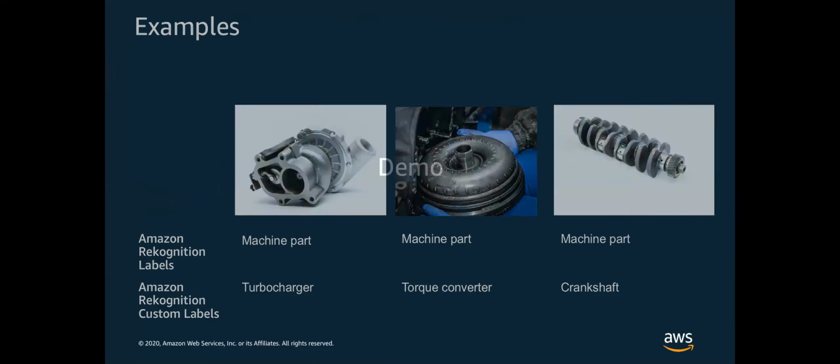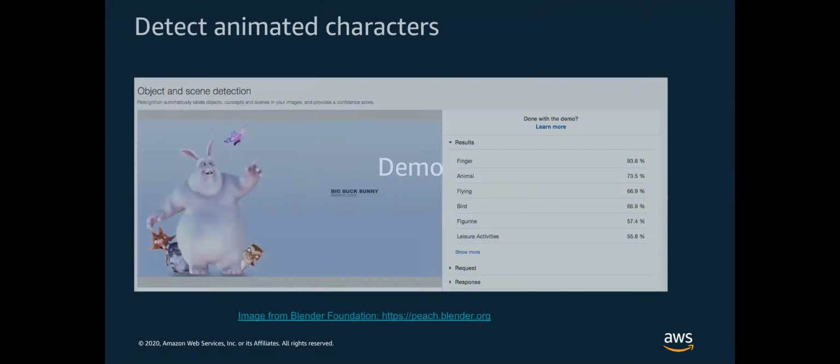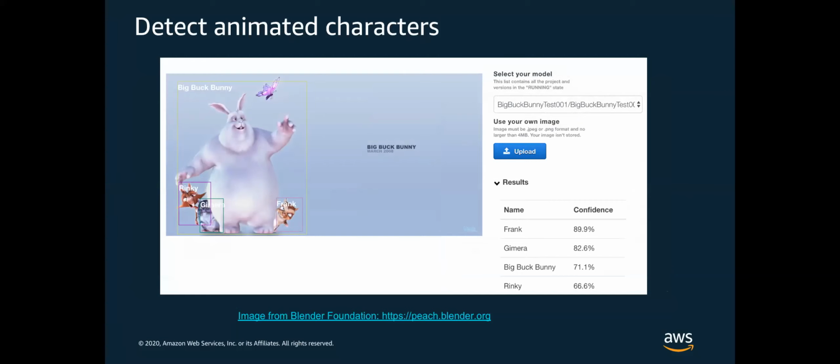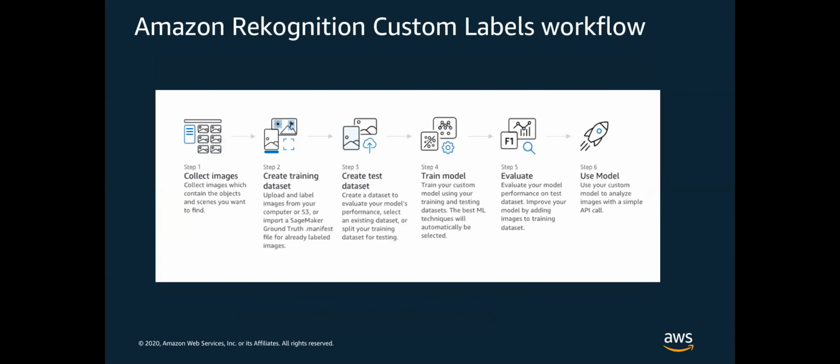Let me quickly switch to the console and show you a quick demo to understand how Custom Labels works and what the end-to-end flow looks like. For the demo, let's say you have an image like this, and you call the Labels API, you get some generic labels. But our goal is to be able to detect these animated characters in the images. So this is what the end-to-end workflow is going to look like.